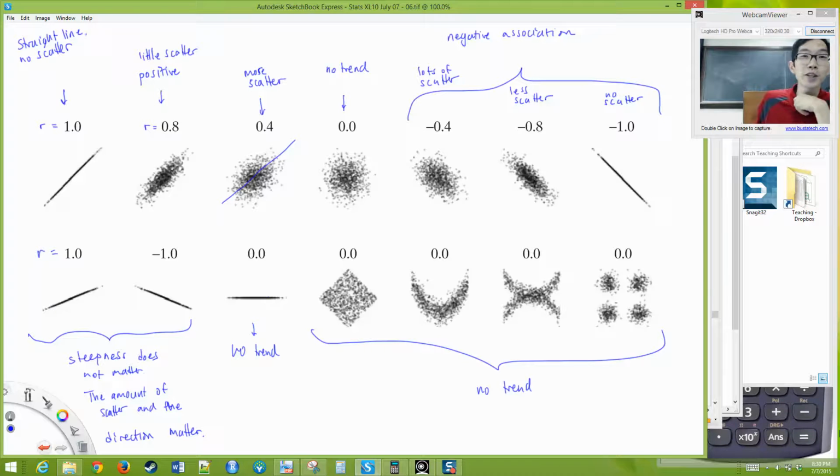No, it can be any value. You can have R equal to 0.23479, okay? These are just example ones. R can be any value from -1 to +1. Just in these illustrations, they happen to be 0.4 and -0.4 and 0.8 and -0.8 and things like that, but R can be any value from -1 to +1. Any other questions?